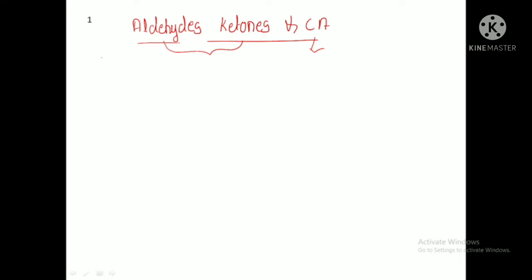Okay, so which is the functional group present in aldehyde, ketone and carboxylic acid? That is C double bond O. This is the main functional group present in aldehydes and ketones. This group is called the carbonyl functional group, the C double bond O group.